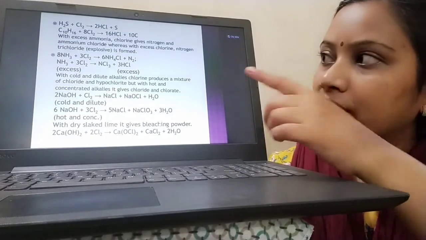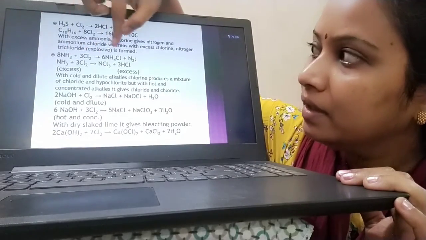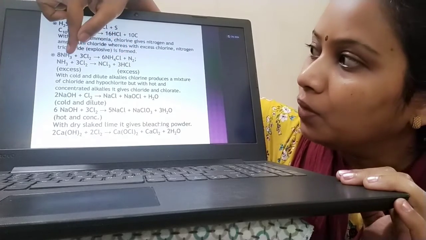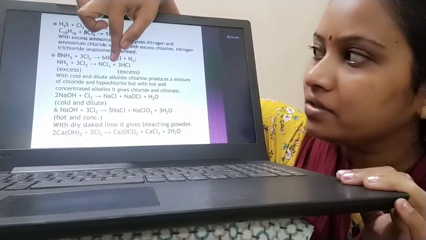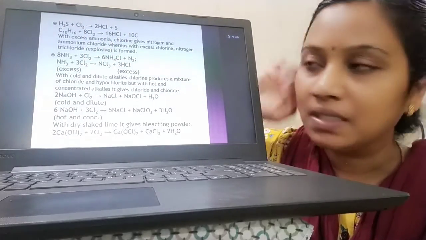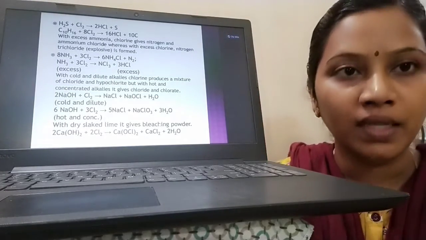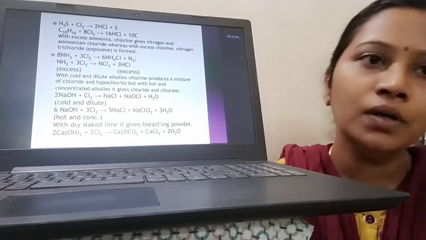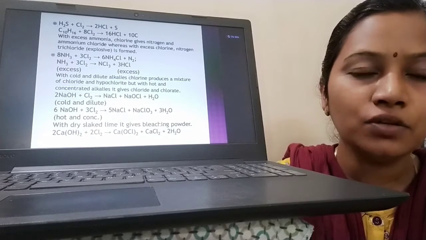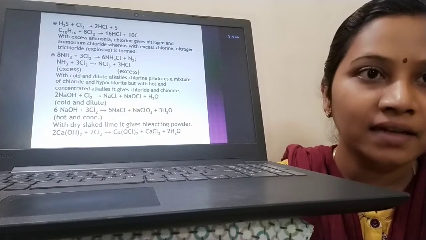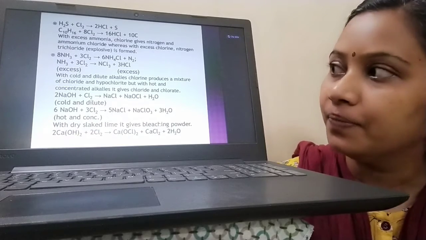Now this is an important reaction. When chlorine is reacting with excess of ammonia, I get ammonium chloride. Now when ammonia is treated with excess of chlorine, I get nitrogen trichloride, which is an explosive. I am repeating this step. Chlorine reacting with excess of ammonia, you will be getting ammonium chloride. Now ammonia, when reacted with excess of chlorine, you will be getting NCl3, that is nitrogen trichloride, which is used as an explosive.